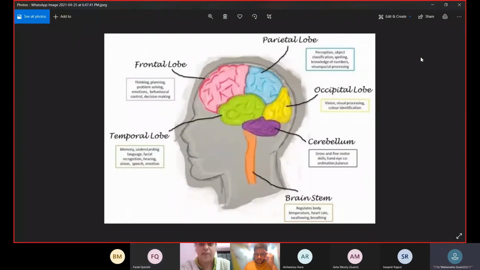Yes, ma'am. I have taken a very simplified version of the brain because I don't want to overburden you with so many parts of the brain which are not necessary to learn for memory right now. So just learn these four lobes, and remember that the temporal lobe is directly related to memory. Is this okay?